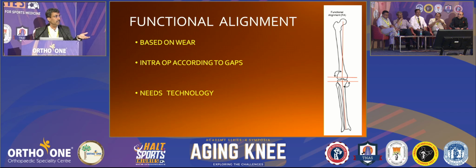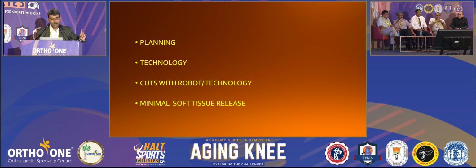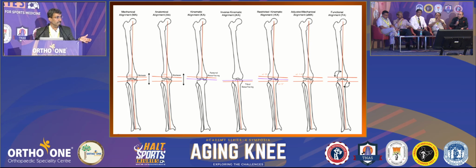This obviously requires only intraoperative judgment of the spaces, correct? And then your cuts, or your balancing, or your bony cuts are based on intraoperative imaging and information assessed, correct? Yeah, that's right. So preferable is to have a CT-based system where you can actually measure everything and have some kind of technology to implement functional alignment accurately, ideally. So basically the sequence would be planning, use technology, cuts with robot or technology, and minimal soft tissue release, if at all, at the end. Correct? That's what we are advocating.